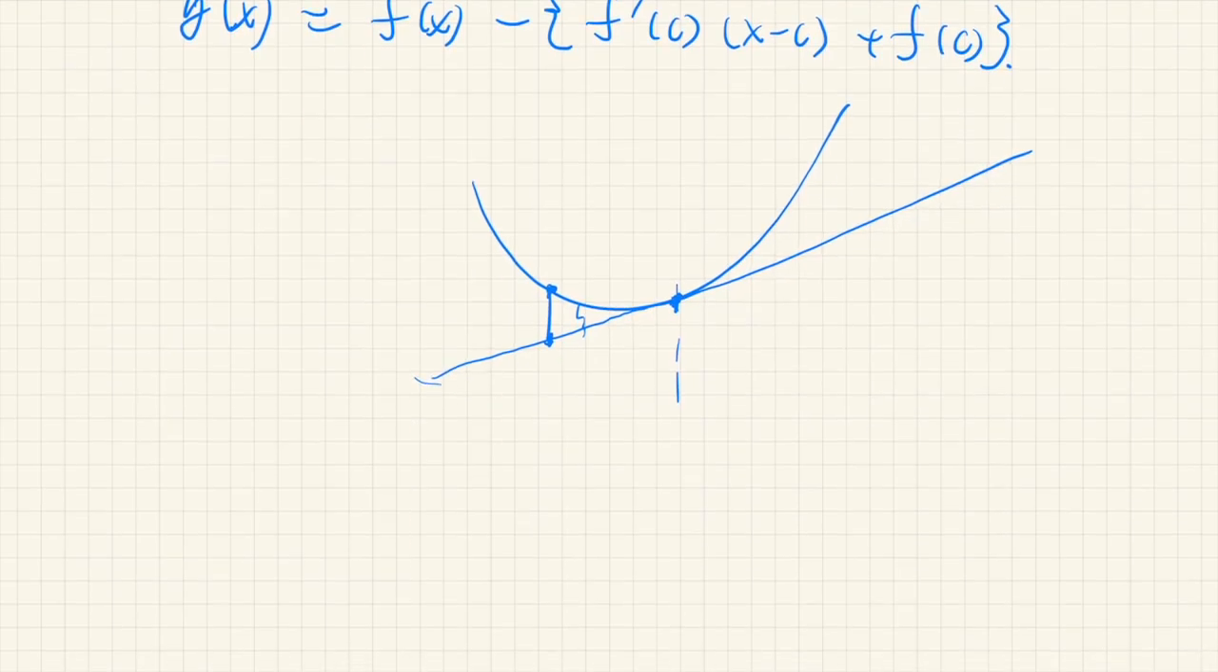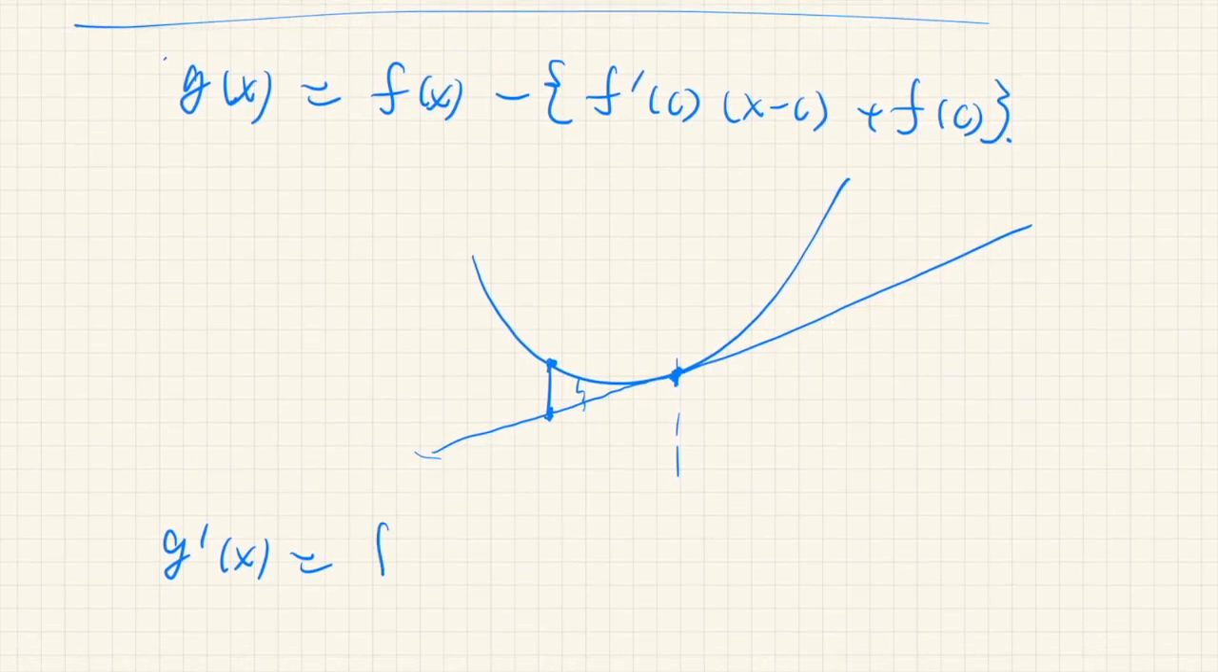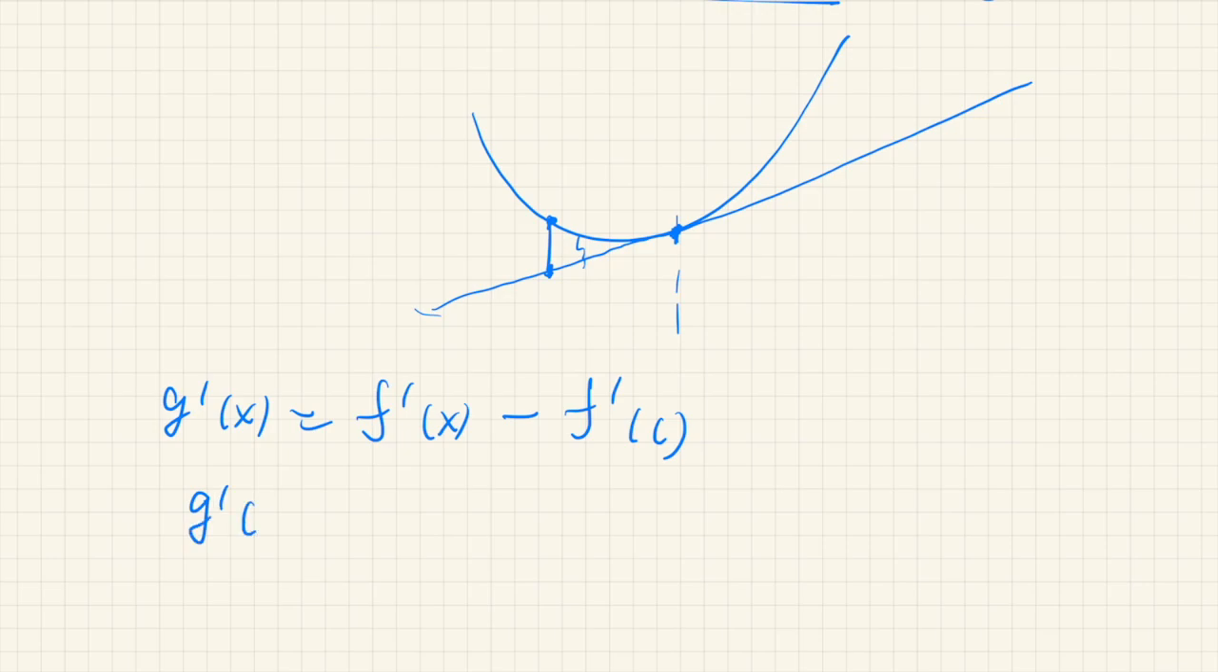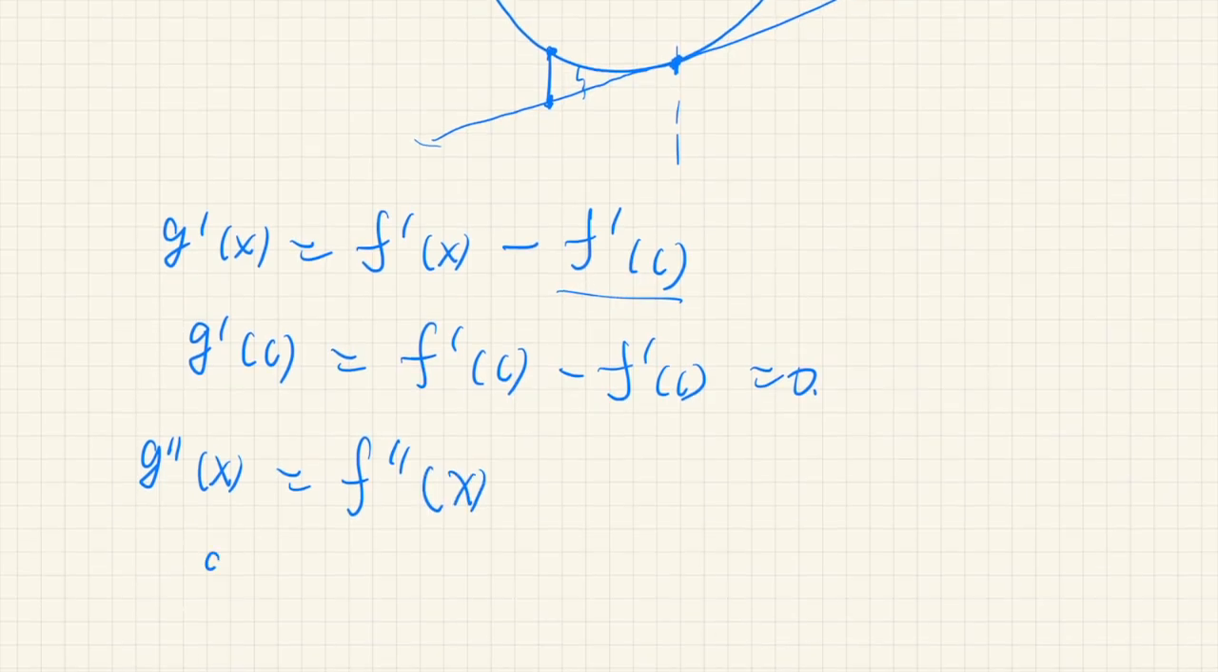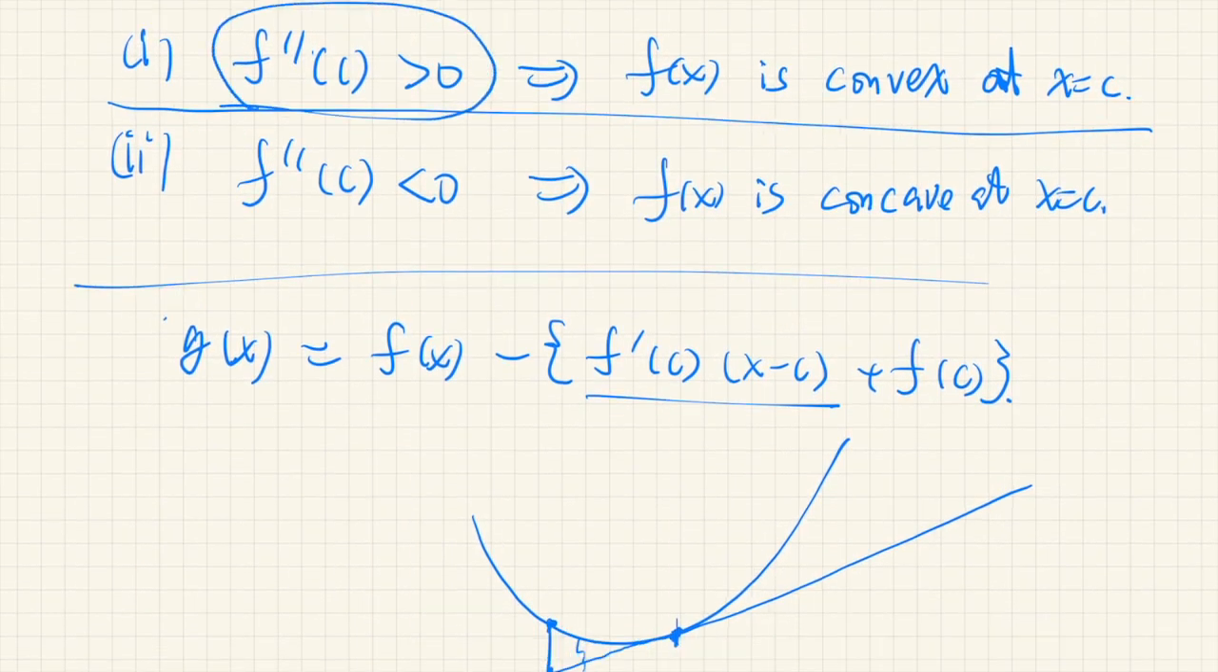Okay, so first, let's differentiate this. G prime of x. So if we just differentiate this, then it's f prime of x. And from this part, we have negative f prime of c, so g prime of c is equal to f prime of c minus f prime of c, which is 0. And g double prime of x, since this is constant, is just f double prime of x, and at x equal to c, this second derivative becomes f double prime of c, which is positive by assumption. Here's the assumption, okay? So this is positive.